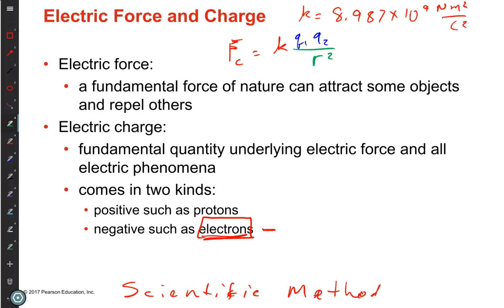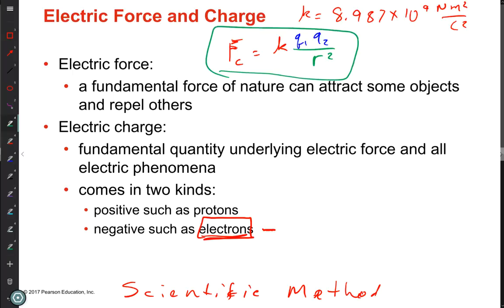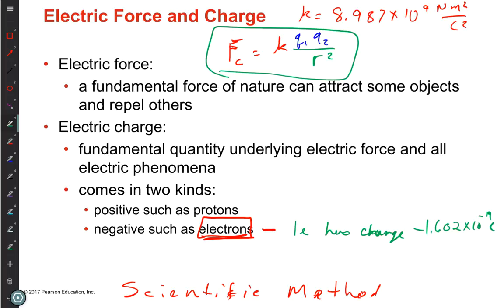So the unit of charge, the Coulomb, is named after a person who experimented with it. Charles Coulomb is the person who came up with this equation right here. And so one electron has a charge of minus 1.602 times 10 to the minus 19 coulombs. 10 to the minus 19, what does that mean to you? Very, very small. There are two possible answers people would have said: nothing, because they're not sure what 10 to the minus 19 means, or very, very small.